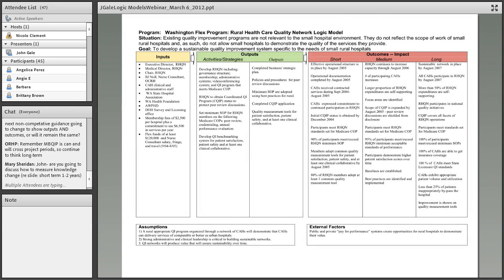And I apologize, you probably can't read this. I know Nicole sent the slides around earlier, but I tried to drop in different components of this graphic for the logic model, some of the component pieces that we can go through.